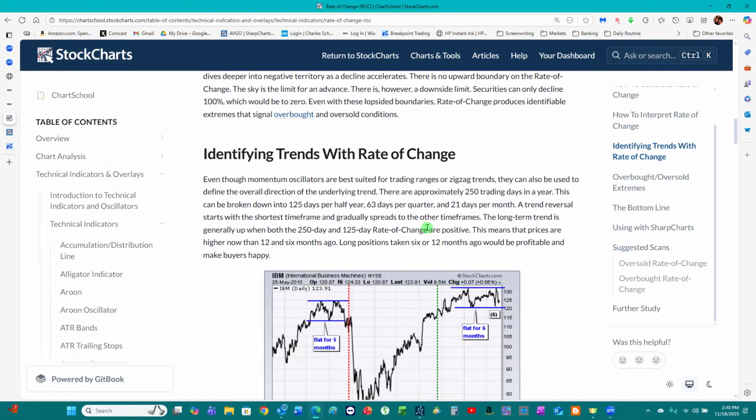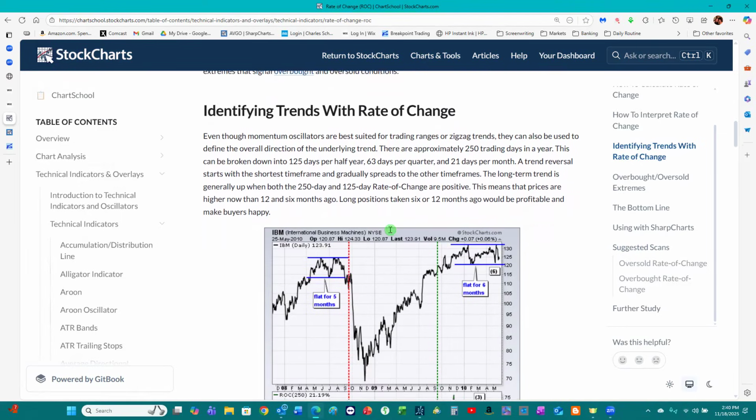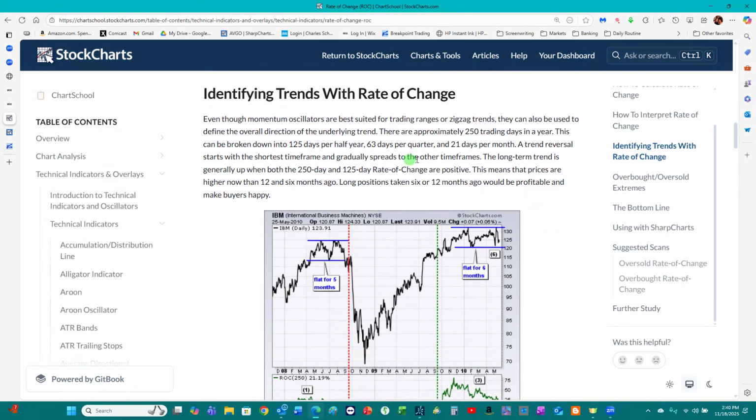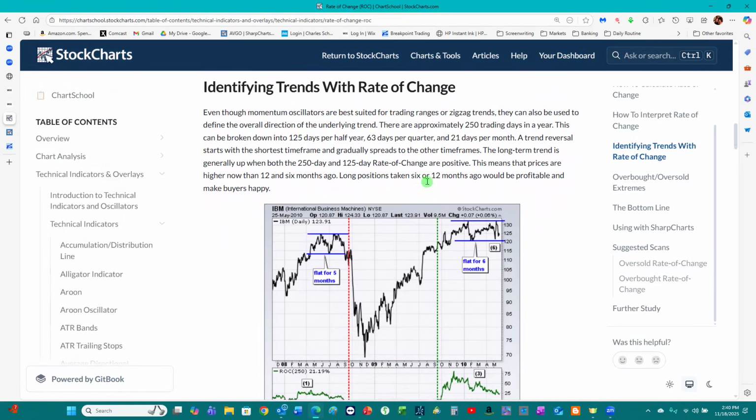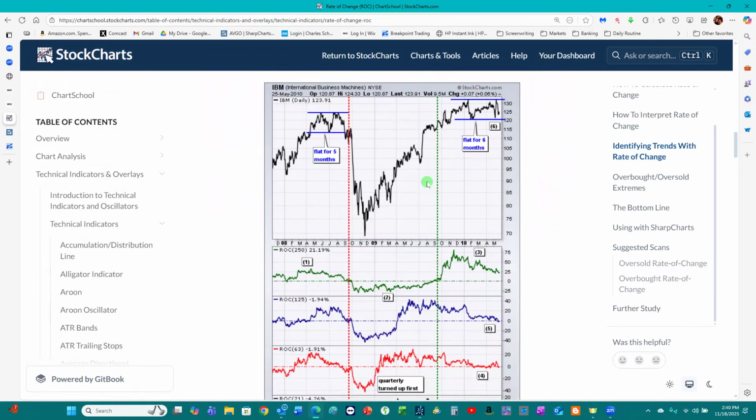But in this case, they're using multiple time periods. So approximately 250 trading days in a year. Technically, there's 253. That can be broken down into 125 days in a half a year, 63 in a quarter. I use 65. That's typically why I use 65. There's 65 days in a quarter. And then 21 days in a month. These are trading days. So trend reversal starts with the shortest time frame and gradually spreads to the other time frames. So the shortest time frame basically shows you the rate of change before the longer ones do.